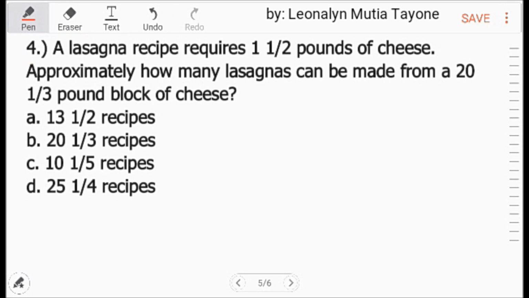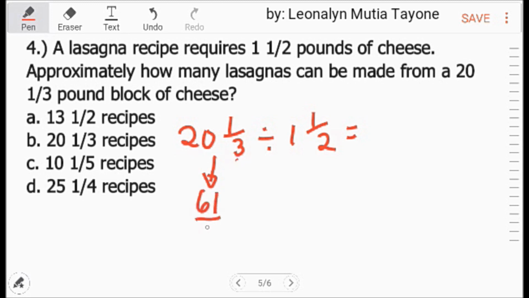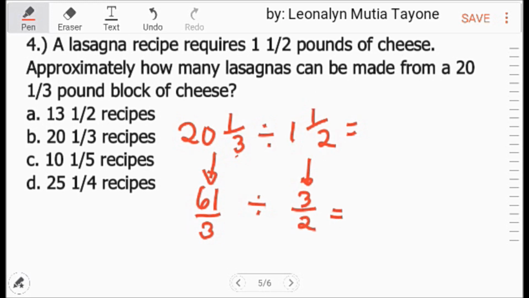Number 4, a lasagna recipe requires 1 and 1/2 pounds of cheese ang isang lasagna. Approximately how many lasagna can be made from 20 and 1/3 pound block of cheese? I-divide mo lang yan. Si 20 and 1/3 divided by 1 and 1/2. Mixed numbers, gawin muna natin itong improper fraction. 3 times 20 equals 60 plus 1 equals 61. Kopyahin ang denominator na 3. Then ito rin, 2 times 1 equals 2 plus 1 equals 3 over 2.